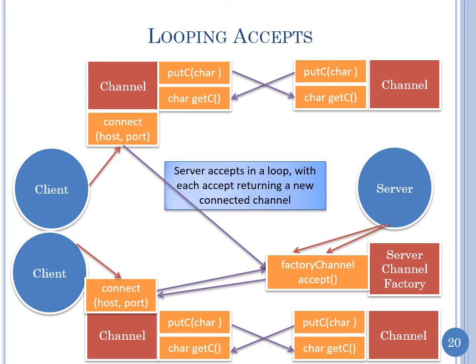So the server accepts in a loop with each accept returning a new connected channel. And you can imagine why you would need multiple threads here. We could have one thread that's looping, doing accepts, and other threads for each of the private channels. Though you don't have to have multiple threads. When we look at non-blocking I/O, we can see that it can all be done in one thread, and that's more efficient in terms of thread creation.